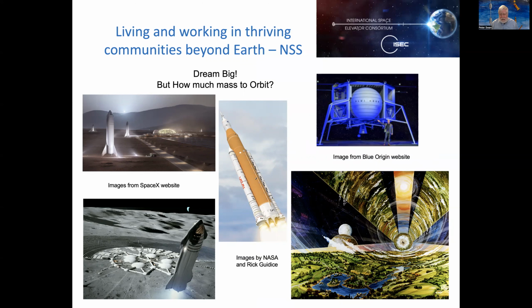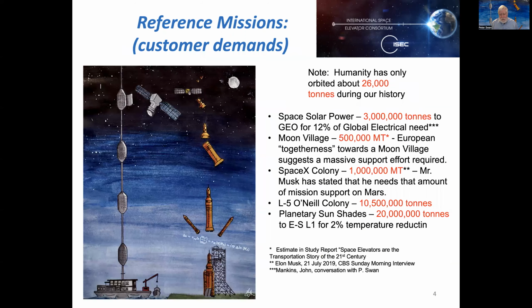But nobody ever asks the silly question, how much does it weigh? And the reason they don't ask that question is because it's a bad answer. There's lots of mass that's required for each one of those dreams. What I've done here is shown a few of them. Space solar power to stop global warming, 3 million tons to GEO. Ooh, bummer. Moon Village has got to be 500,000. Space Colony, 1 million tons to Mars. And the L5 Society, it took me like 3 months to figure out what the mass was, because I did not want to talk about mass to the L5 location. But I finally got a number at 10,500,000 tons.